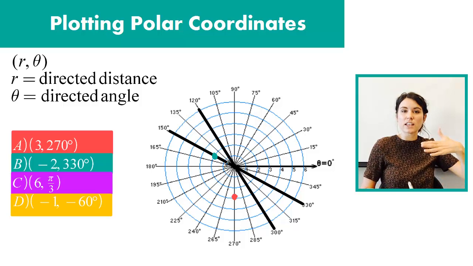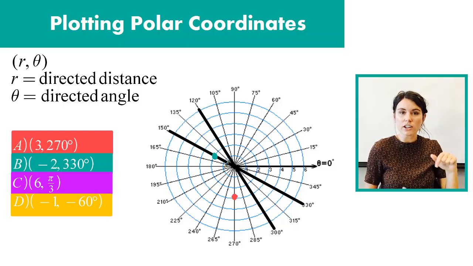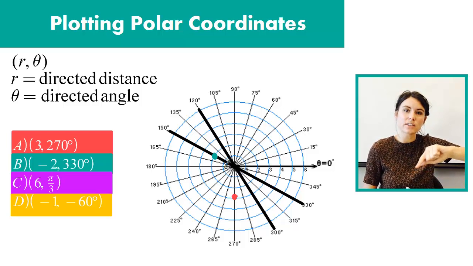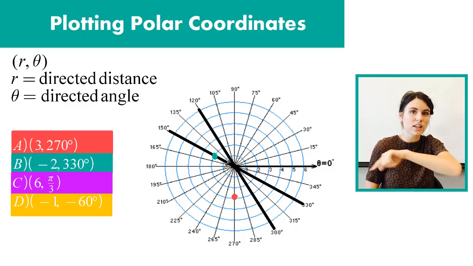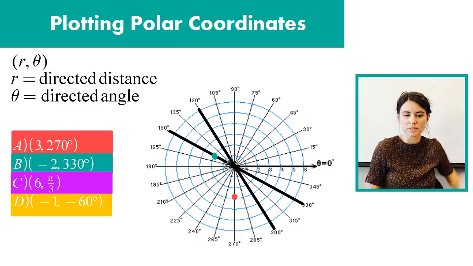So again, if your r is negative, and this is only if your r is negative, you go to that angle, and then instead of going towards that angle, so the positive distance, you reverse back into the other quadrant.